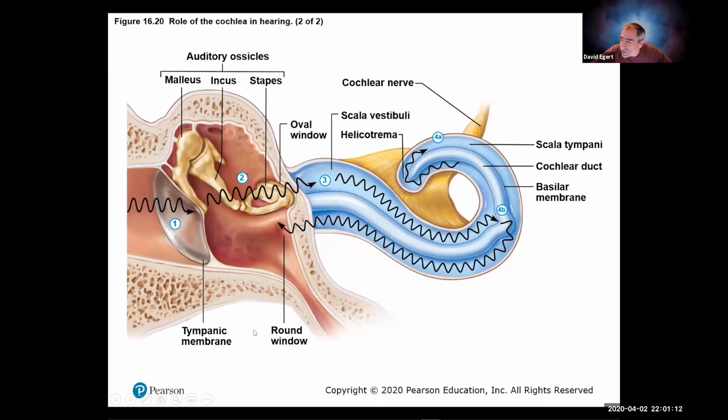The other thing you need to know here is this. The basilar membrane, closer to the helicotrema, vibrates best, it absorbs low frequencies. So that's going to be important, actually. The basilar membrane up near the beginning here absorbs high frequencies.